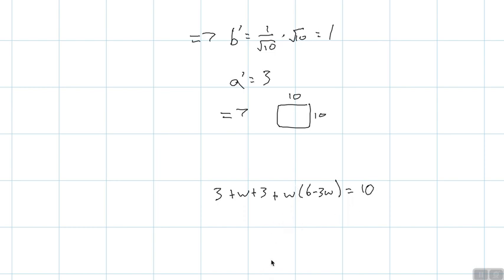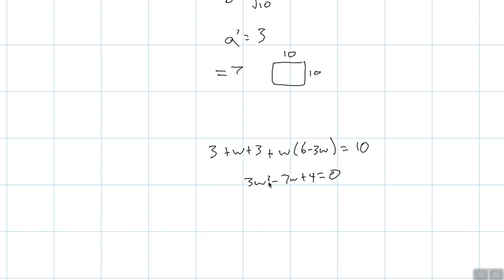And solving this through, we get 3w squared minus 7w plus, and that was after, you should end up with this. Just multiply both sides by -1 and factor this, so 3w minus 4 times w minus 1 is equal to 0. So here we get this.